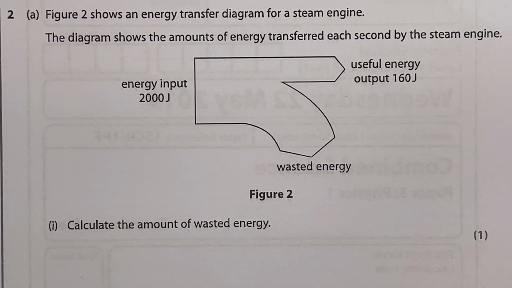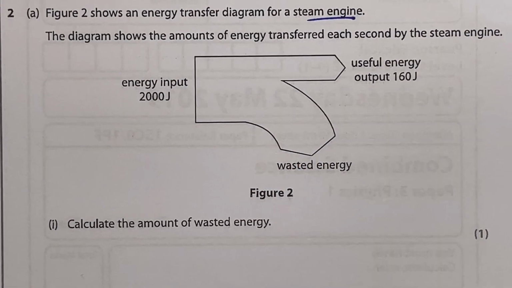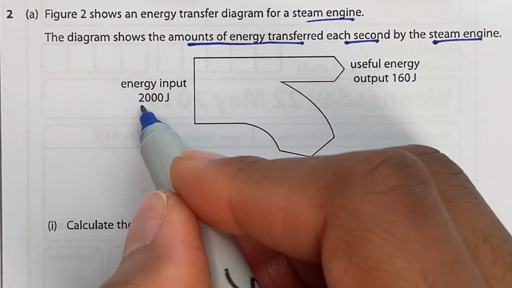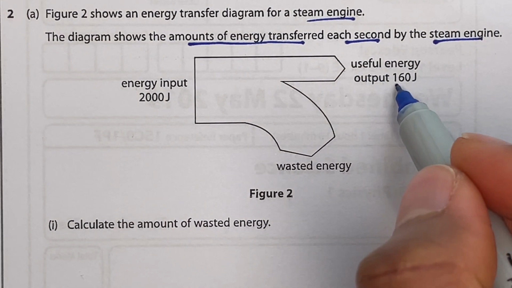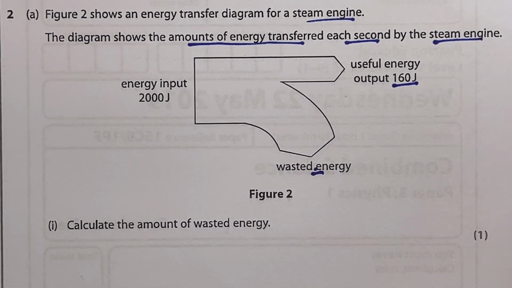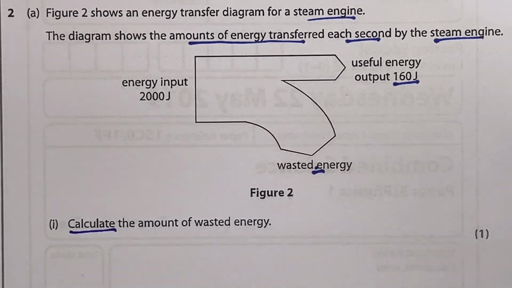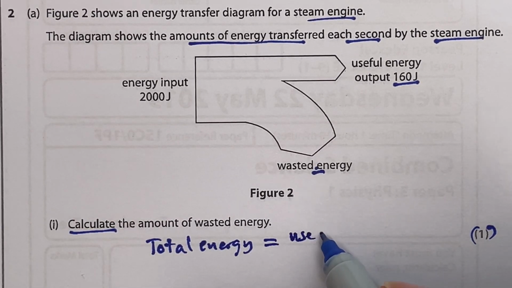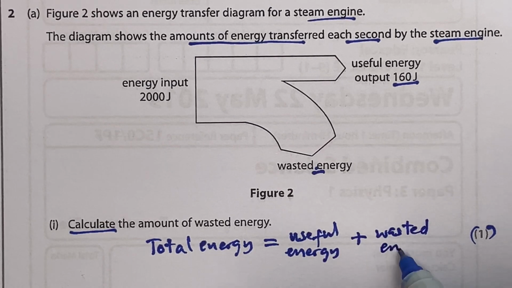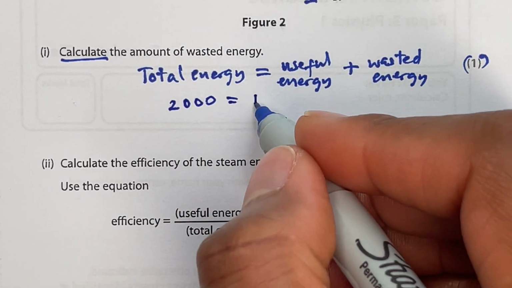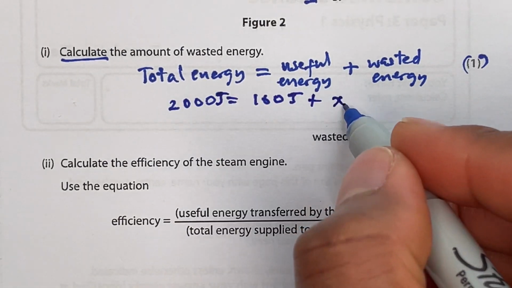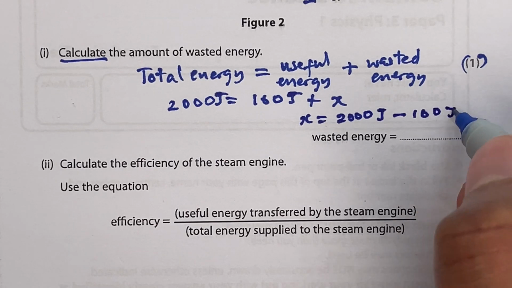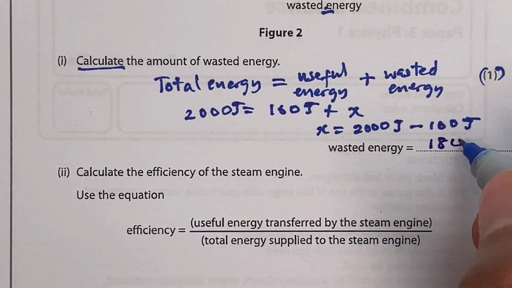Figure 2 shows an energy transfer diagram for a steam engine. The diagram shows the amount of energy transferred each second by the steam engine. Energy input 2000 joules. Useful energy output 160 joules. Wasted energy. Calculate the wasted energy. I need to show my working out. My answer will be 1 mark. Total energy should be equal to useful energy plus wasted energy. That means 2000 should be equal to 160 joules plus X. So X will be 2000 joules take away 160 joules. That would give me 1840.